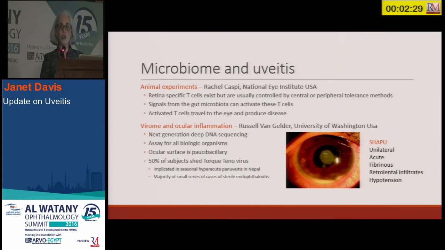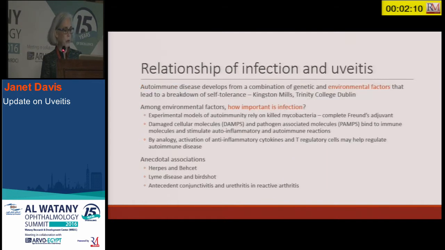It's implicated in Shapu, which is the seasonal hyperacute panuveitis in Nepal, a very devastating disease of children, and it's found in the majority of cases of sterile endophthalmitis. So whether it's a facilitative type of virus or whether it's actually causative is not known, but it's present and it's something that most people have never heard of before.